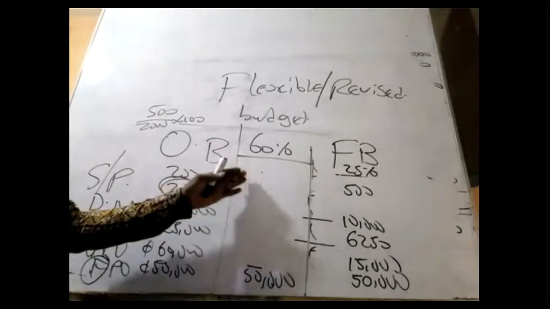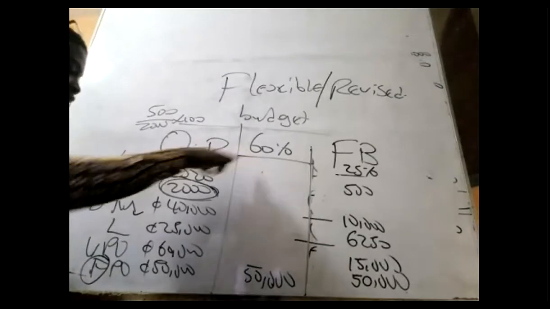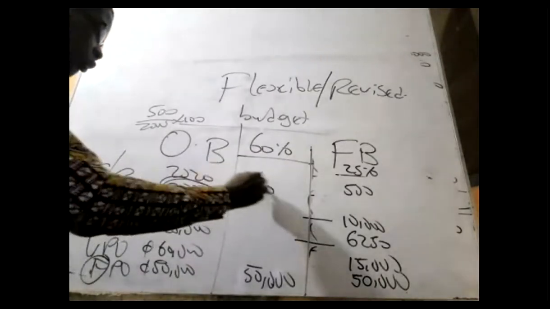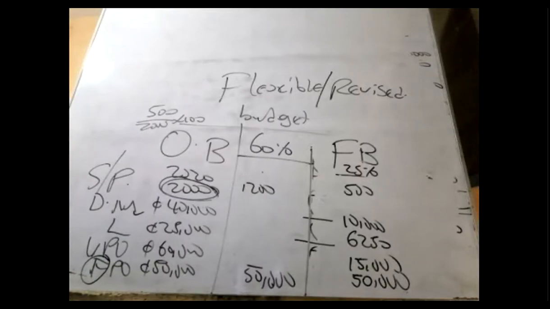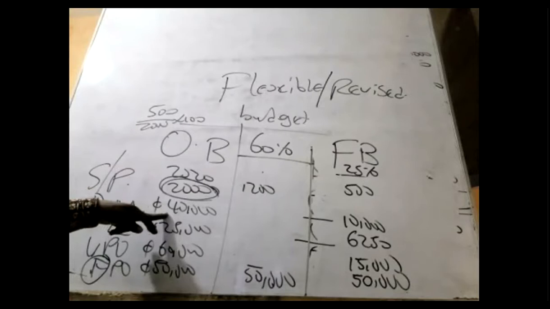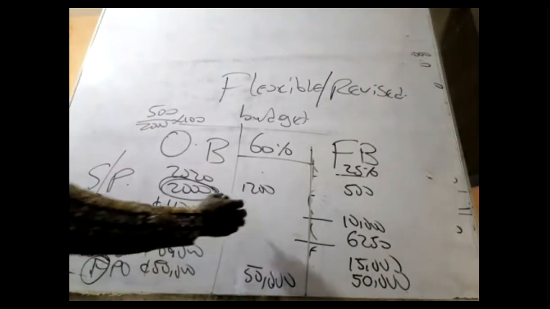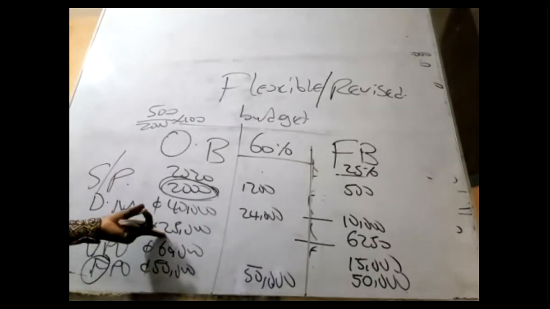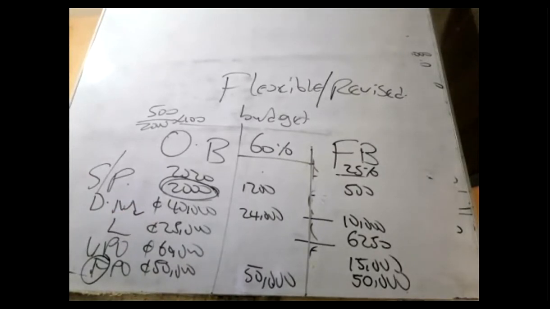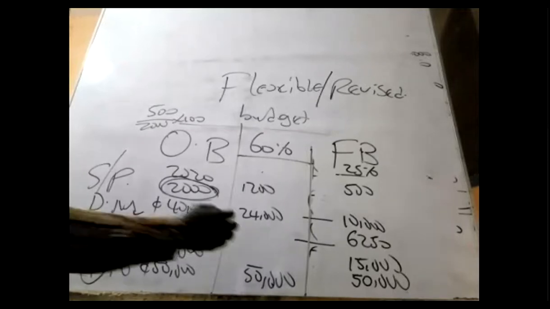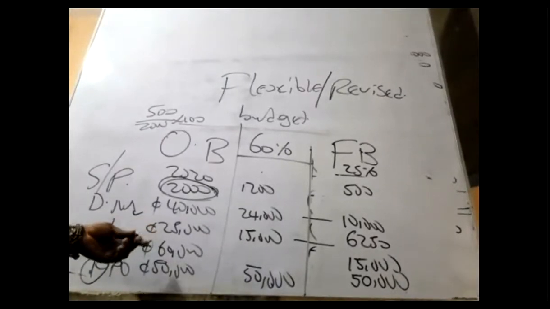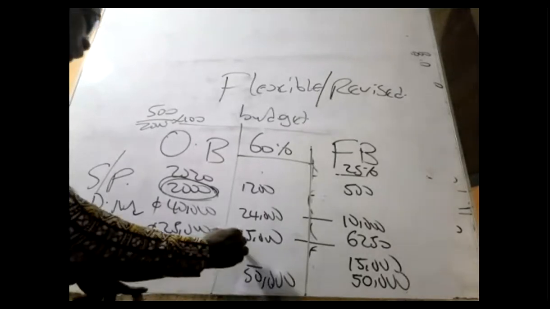So can you produce the figures for me? 60% of 2,000 is 1,200 units. 60% of 40,000 gives us 24,000, right? 60% of 25,000 will be 15,000. 60% of 60,000 gives us 36,000, right?